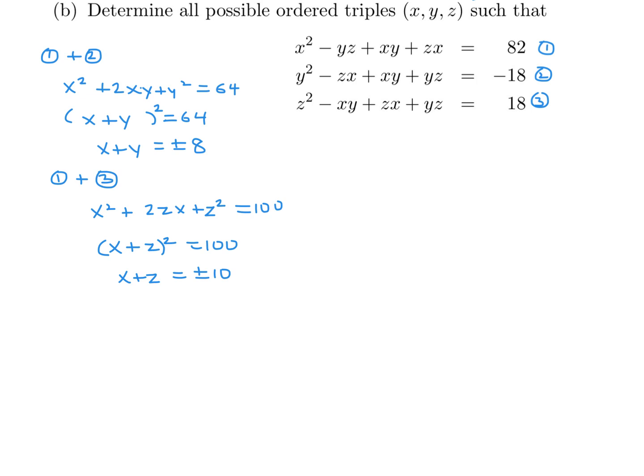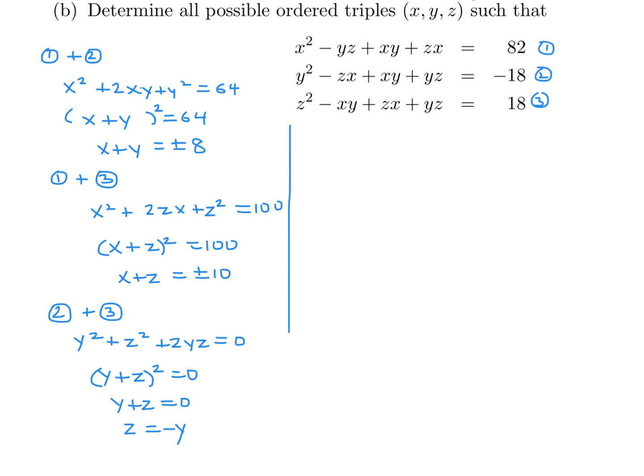And then finally, equation 2 plus equation 3. When I add those, I get y squared plus z squared plus 2yz is equal to 0. And this factors into (y plus z) squared is equal to 0. And therefore, y plus z is 0, and therefore z is equal to negative y. All right, great. So that is the first part of our calculations.